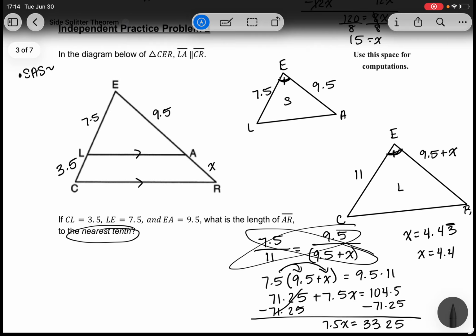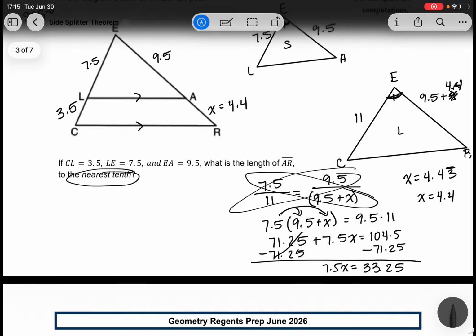So once again, go back in. Let's change our x values. 4.4. Scribble this one out, 4.4. So we're going to do that plus 9.5. So the length of AR equals 4.4. And that should be your final answer.